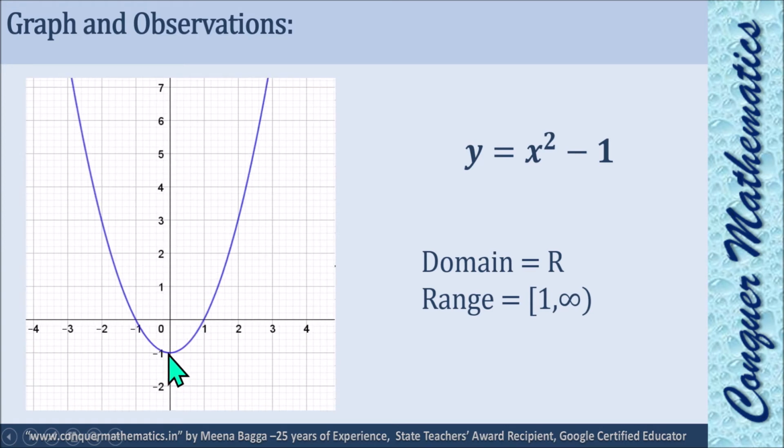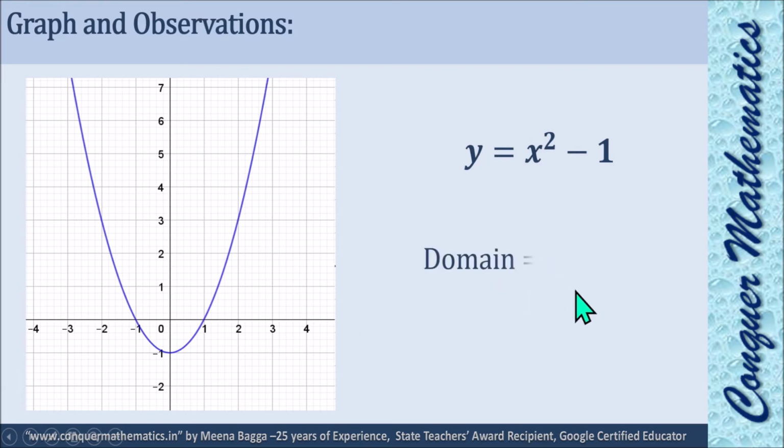It will pass through this point, 0, minus 1. It will be its vertex, right? What is its domain? Again, there is no restriction in x. So, R is the domain. But range would be now minus 1 to infinity. This would be the vertex and range will be minus 1 to infinity.